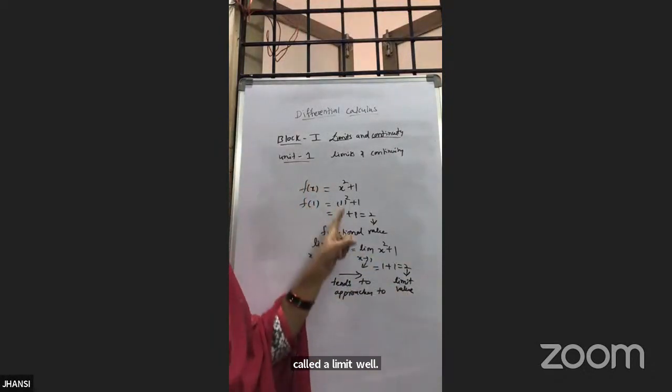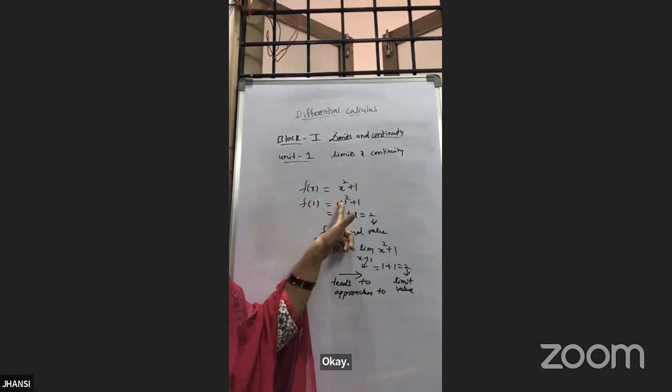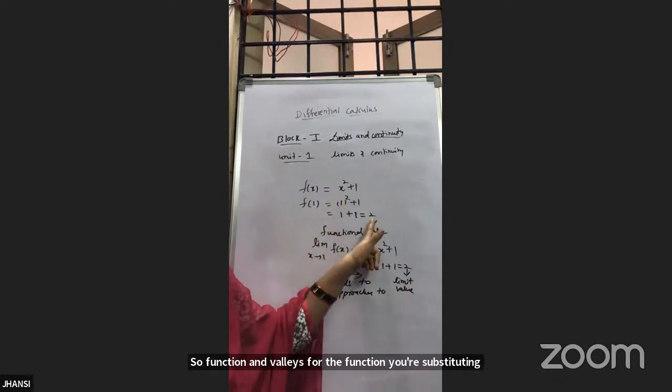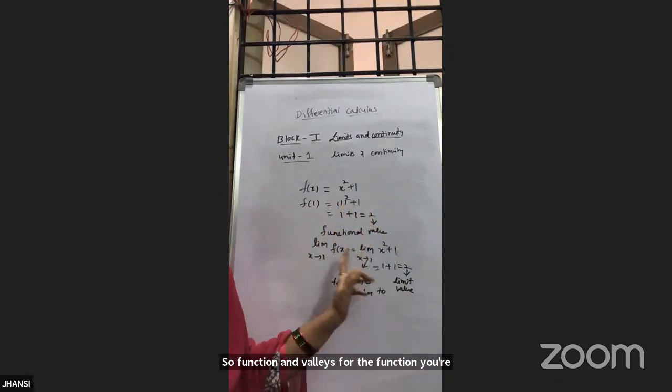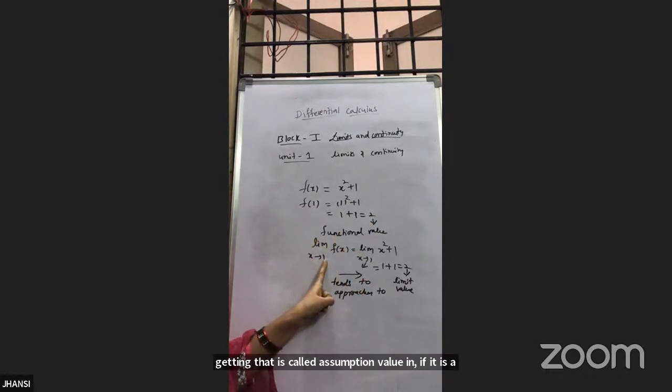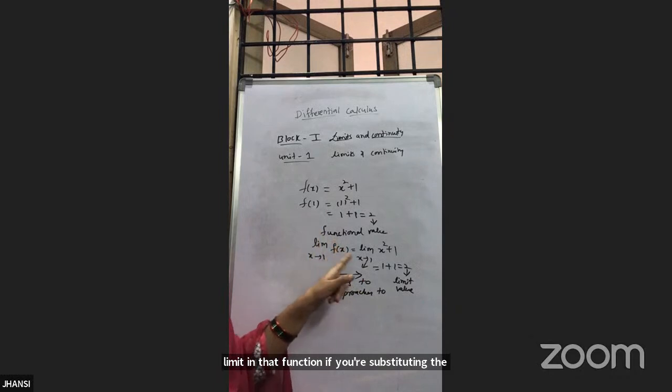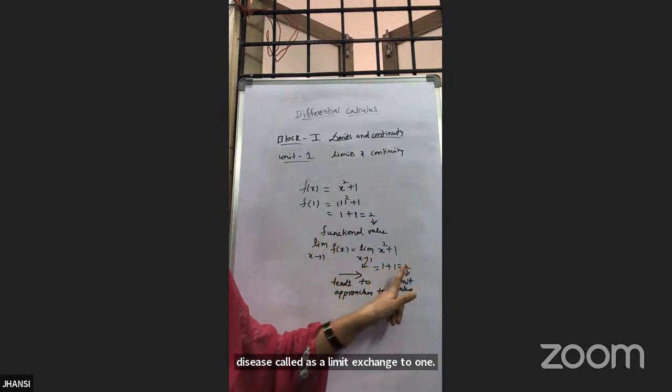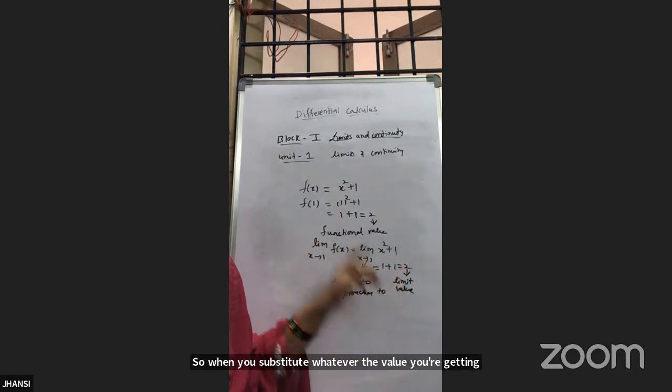Okay. So the functional value is, for the function, you are substituting the value as 1. Whatever value you are getting, that is called the function value. If it is a limit in that function and you are substituting, this is called limit x tends to 1. So when you substitute, whatever value you are getting is called the limit value. So these two concepts are almost the same.